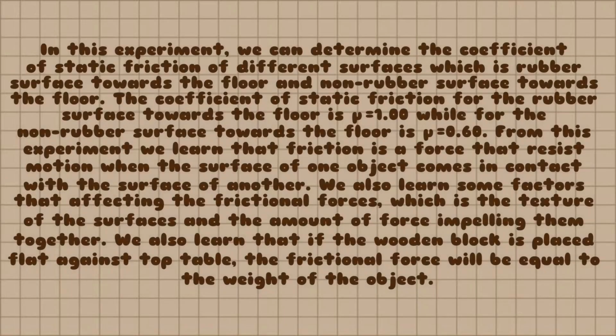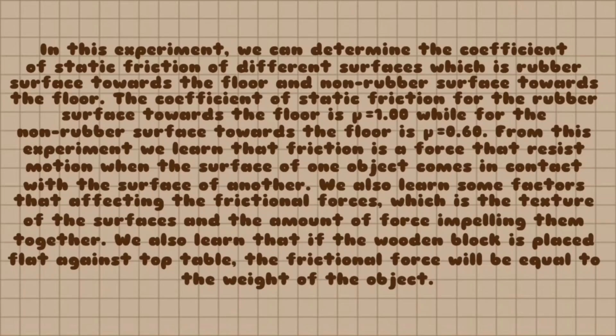In this experiment, we can determine the coefficient of static friction of different surfaces, which are the rubber surface towards the floor and the non-rubber surface towards the floor. The coefficient of static friction for the rubber surface towards the floor is 1.00, while for the non-rubber surface towards the floor it is 0.60.